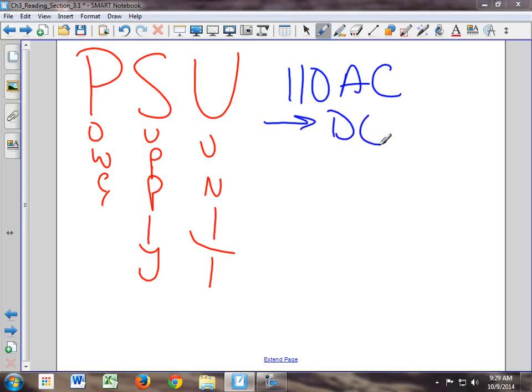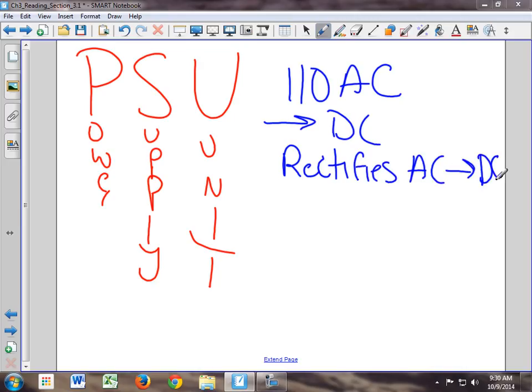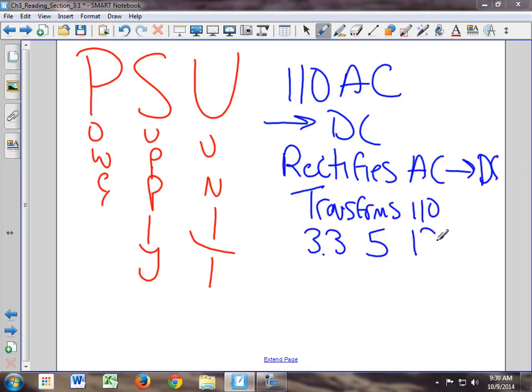So first, it's a transformer rectifier. First it rectifies AC to DC. That's what a rectifier does. And then it transforms 110 to 3.3, 5, and 12 volts. That's what our buses are inside the power supply. Okay? It's a transformer rectifier.